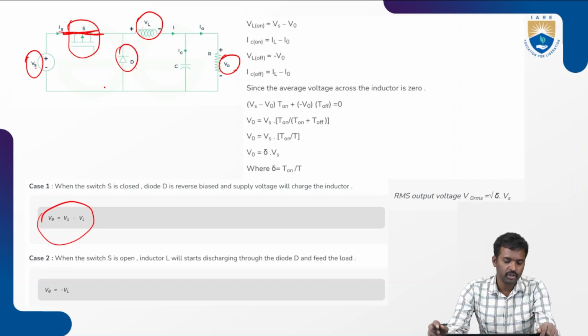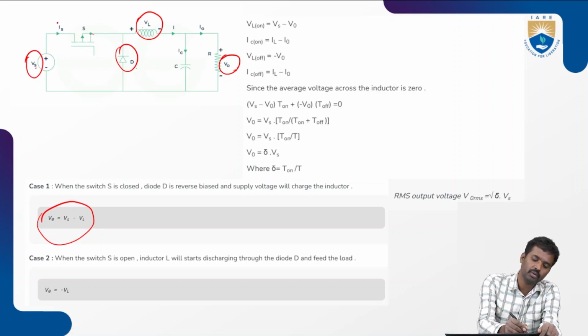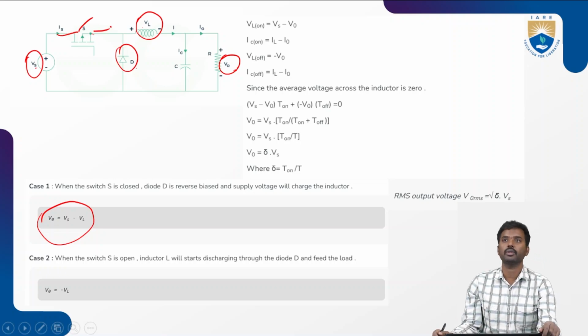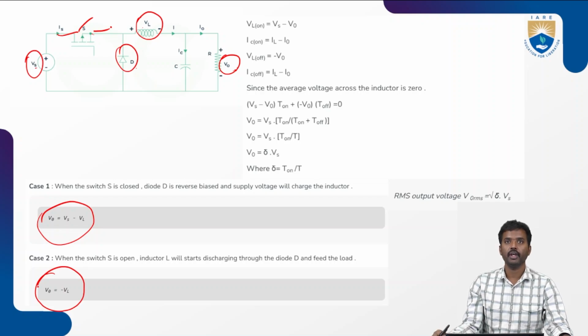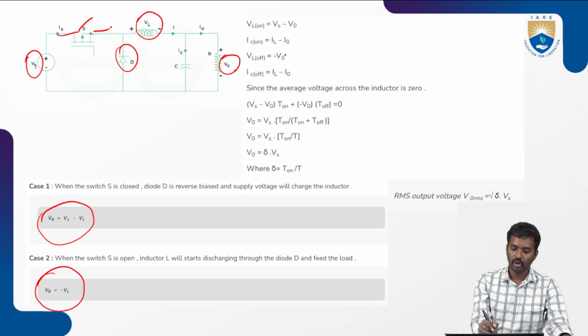And now when the switch is open, this is open circuited. So now what will happen? V naught equals minus VL. V naught equals minus VL. So that is minus VL V naught, and this is VL on.